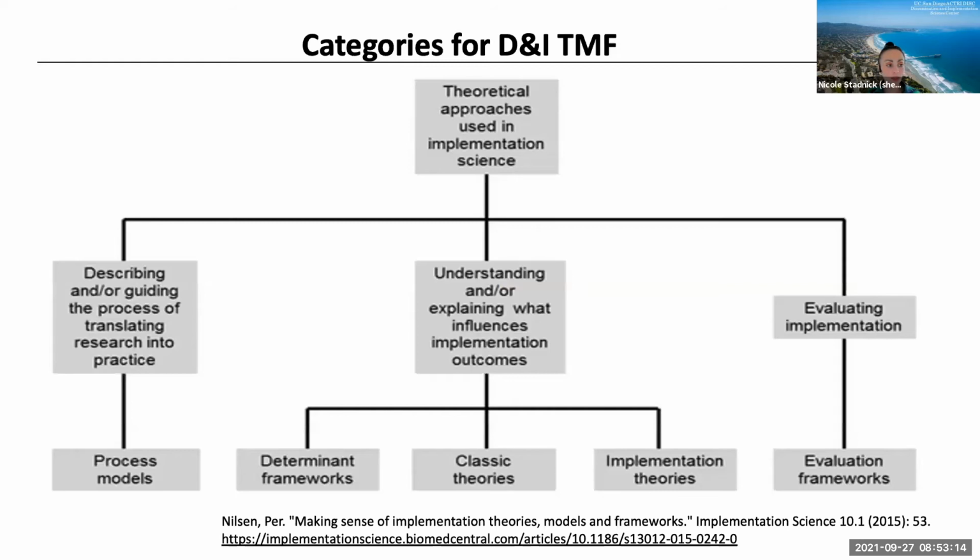This is a helpful visual that provides an overview of the primary functions of theories, models, and frameworks. So there are three primary functions. The first is to describe and or guide the process of translating research into practice, and these are process models. The second function is to understand and or explain what influences implementation outcomes. And these can include determinant frameworks, classic theories, and implementation theories. The third function is to evaluate implementation efforts, and these can be evaluation frameworks. A theory, model, or framework, and I'll show you a couple in the next few slides, can serve more than one of these different functions.